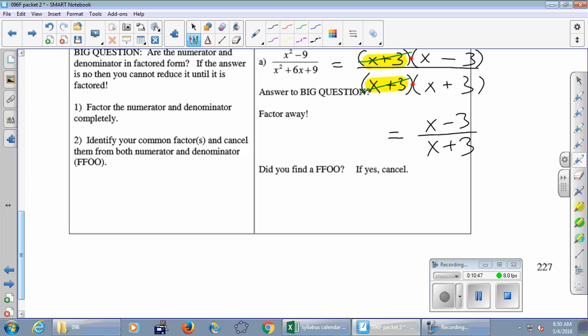Okay, and now we've got this. I see x on top and bottom, so go ahead and cancel the x. Negative 3 over positive 3, what does that become? Negative 1. Good.